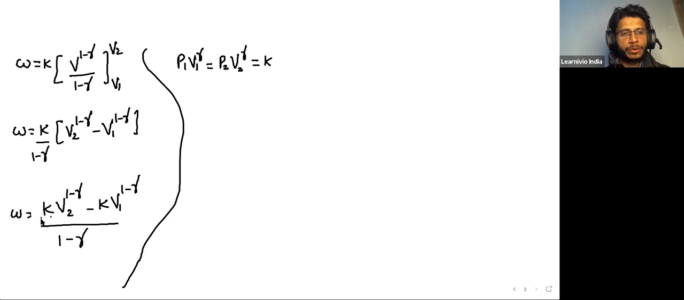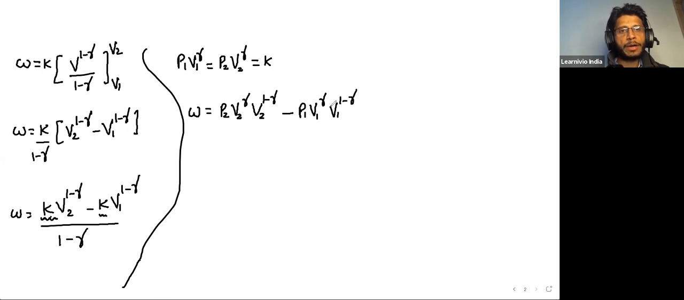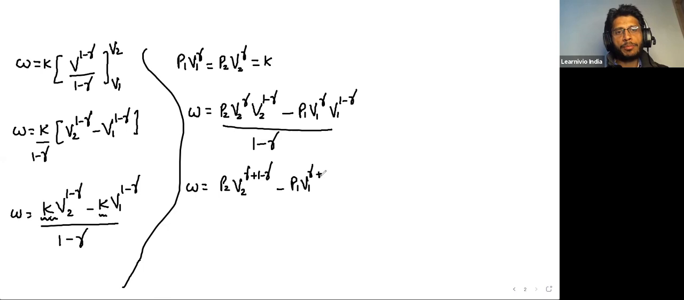So now what we can do is, instead of this K, I can write P2 V2 to the power gamma, and instead of this K, I can write P1 V1 to the power gamma. So instead of K, I'm writing P2 V2 to the power gamma into V2 to the power 1 minus gamma minus, instead of this K, I'm writing P1 V1 to the power gamma into V1 to the power 1 minus gamma, divided by 1 minus gamma. So the work done is P2 V2 to the power gamma plus 1 minus gamma minus P1 V1 to the power gamma plus 1 minus gamma divided by 1 minus gamma.